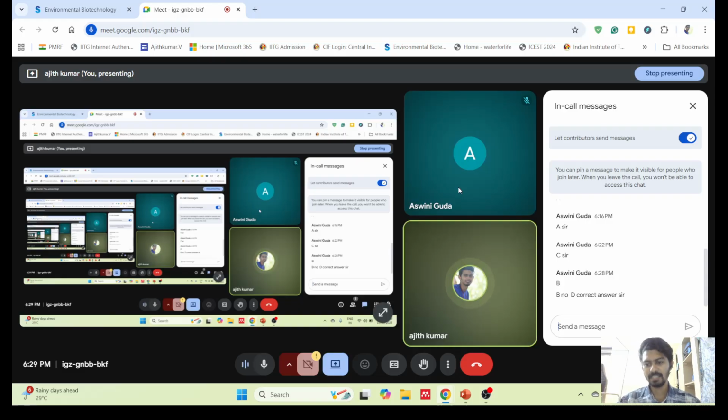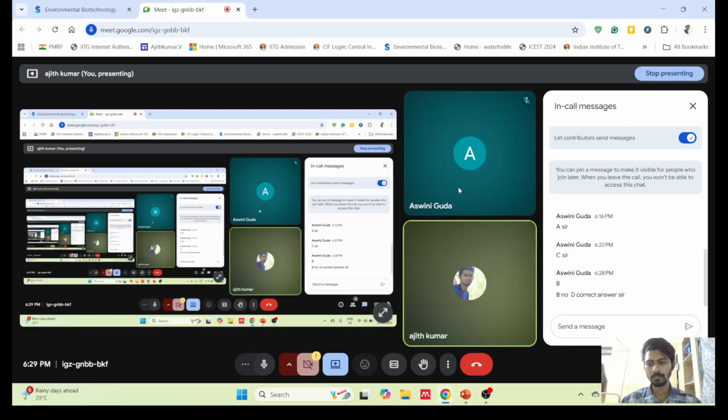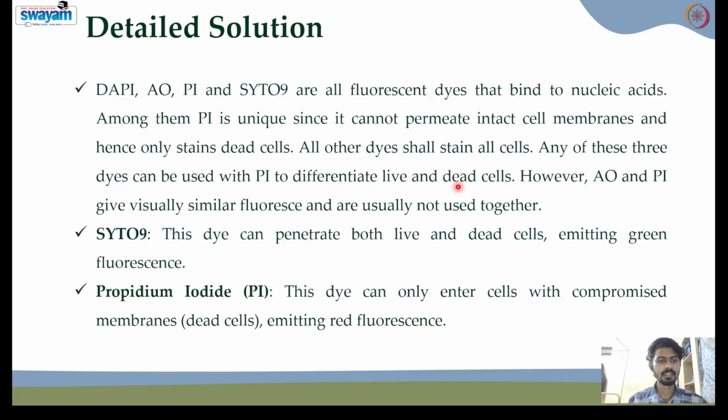Okay, option D, SYTO9 PI. Okay, so let's see the answer now. Yes, it is correct. Option D.